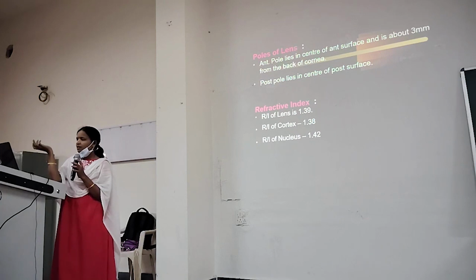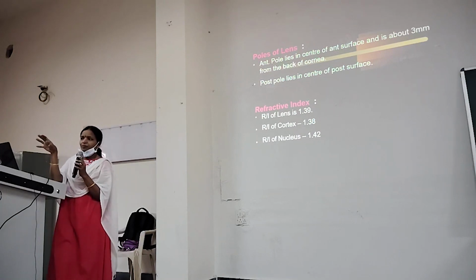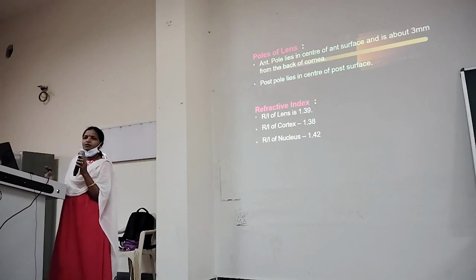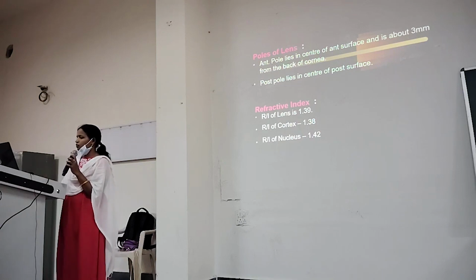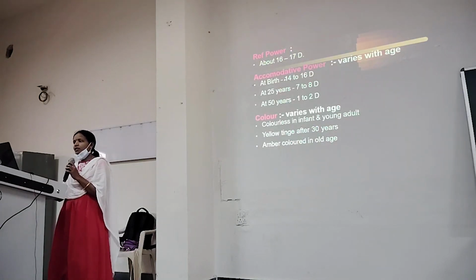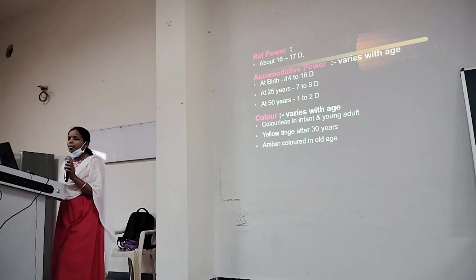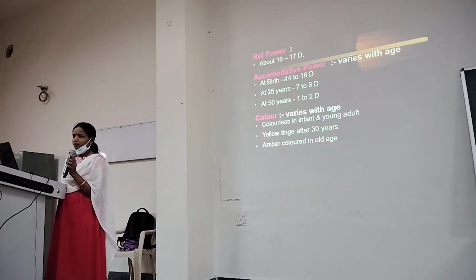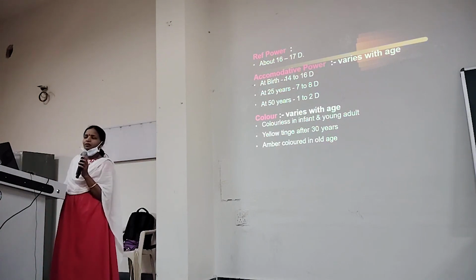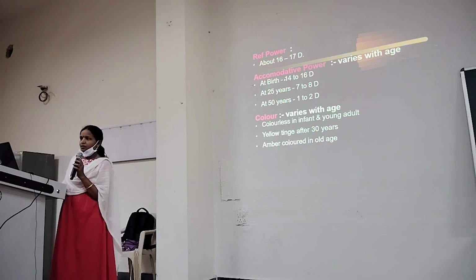So refractive index in the nucleus is high because that is the oldest portion. It is around 1.42 whereas the cortex is 1.38, so an average of 1.39. So refractive power of the lens is 16 to 17 diopters, that contributes to 35% of the refraction of the total eyeball. Okay, refractive power of cornea comes under 40 to 45 diopters.